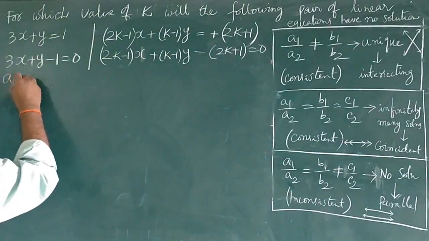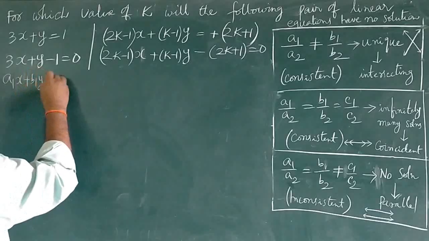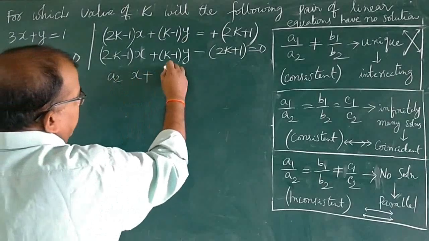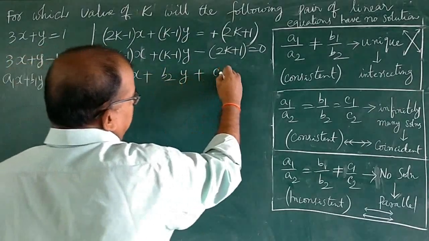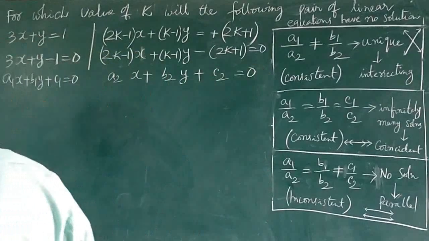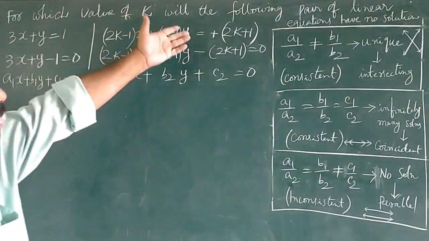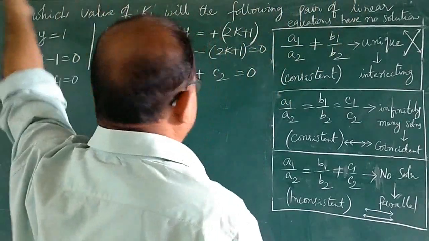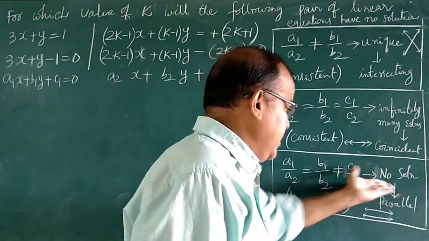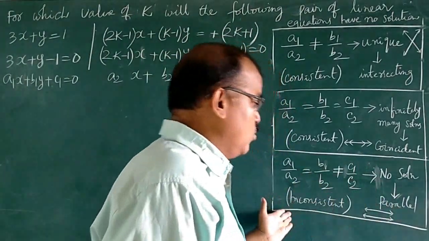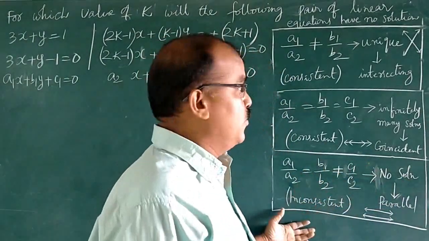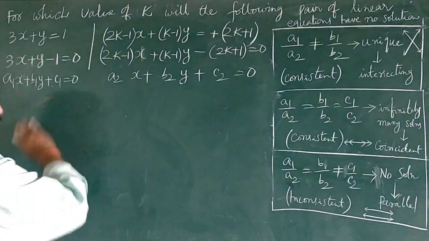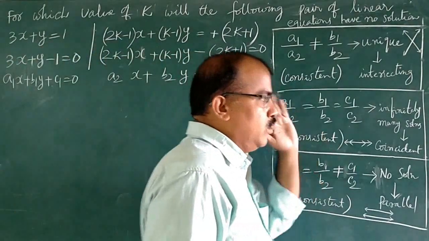Now here a1x + b1y + c1 = 0 and a2x + b2y + c2 = 0. What is the condition? No solution. The question is on no solution, and in this situation you have to find the k value. No solution means the same as parallel, and the same as inconsistent. So, what is the condition? a1/a2 = b1/b2 ≠ c1/c2.